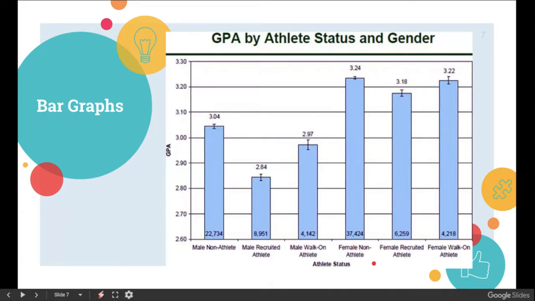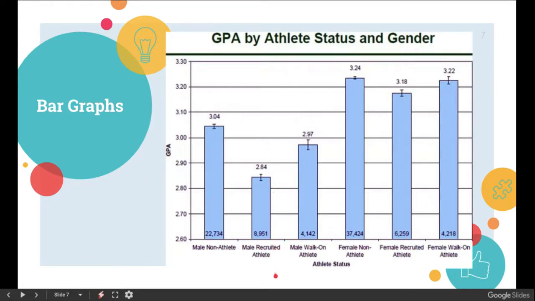So if we look at this particular survey that was done, we will see that there are more female non-athletes than there are male, because the total number here is different. We'll also show that non-athlete females have a higher GPA than non-athlete males. In fact, all females have a higher GPA in college than males, regardless of whether they are athletes or not.